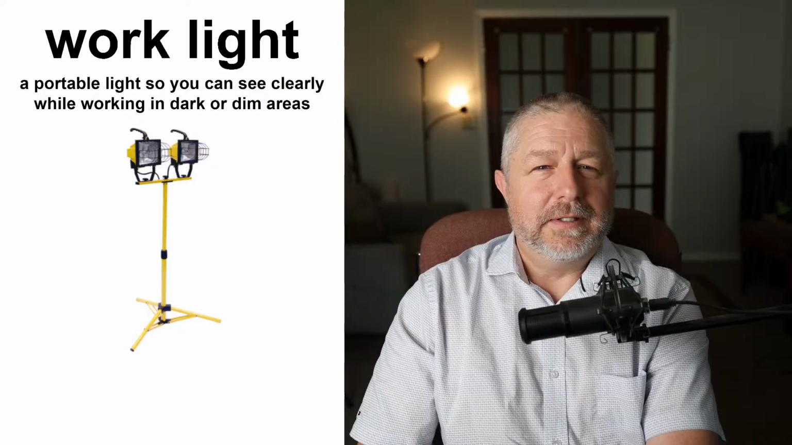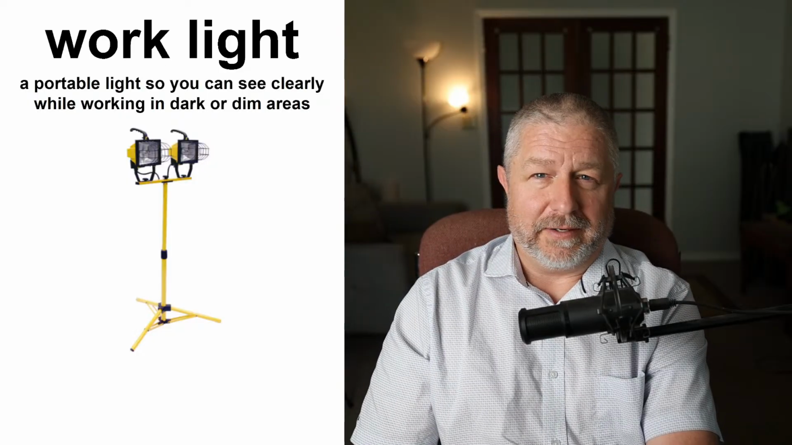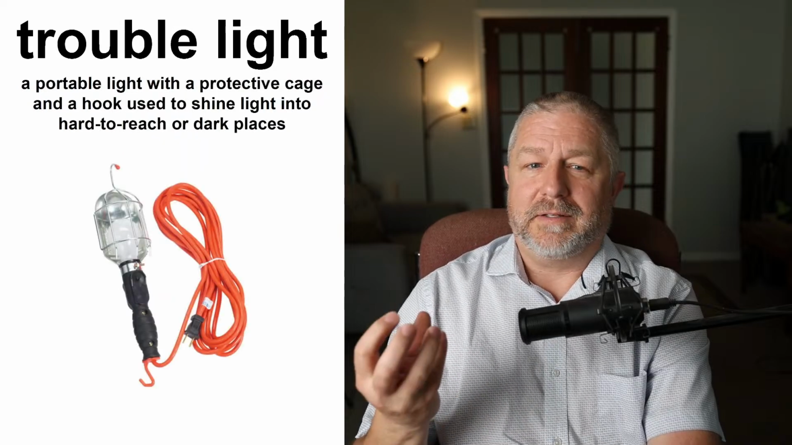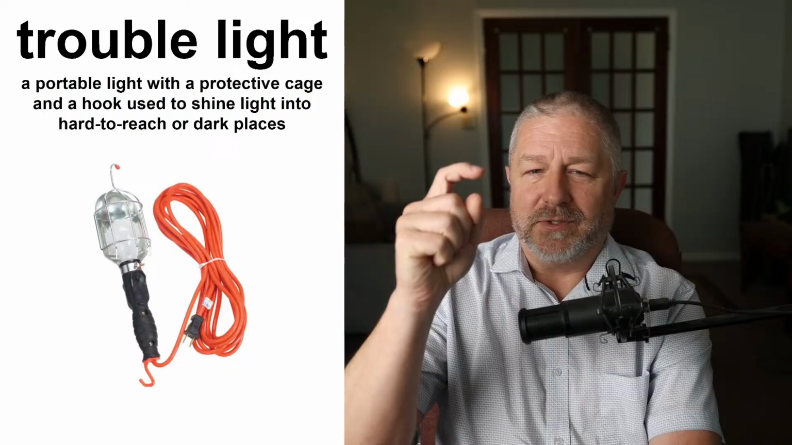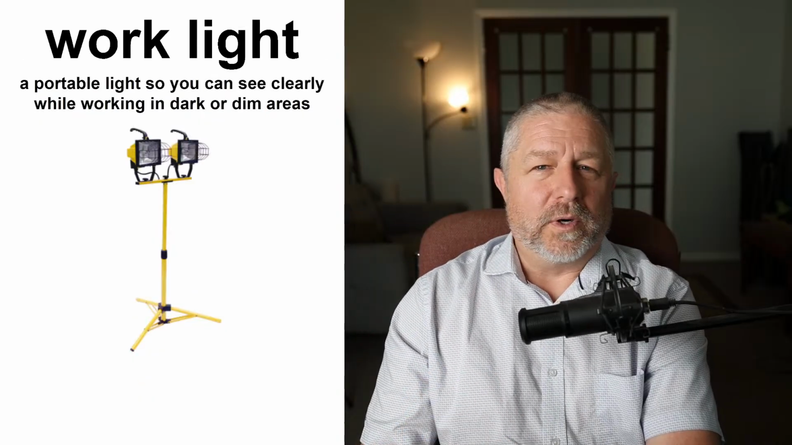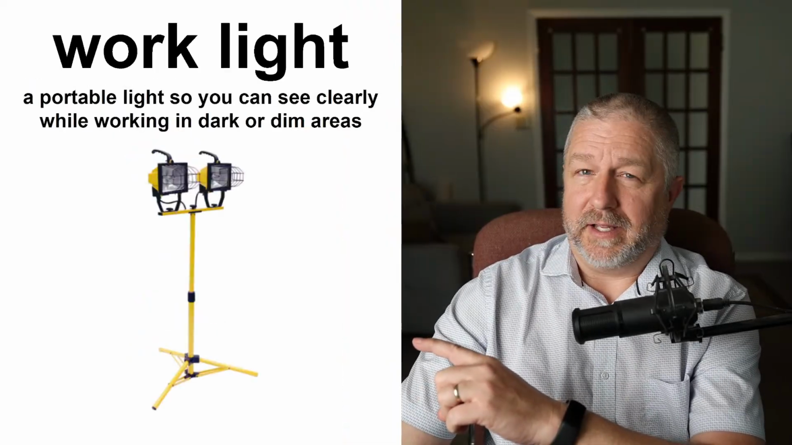A work light, a portable light so you can see clearly while working in dark or dim areas. A little different than a trouble light, which is a portable light with a protective cage and a hook used to shine light into hard to reach or dark places. So a work light is usually a bit bigger and it might be on a stand like this.